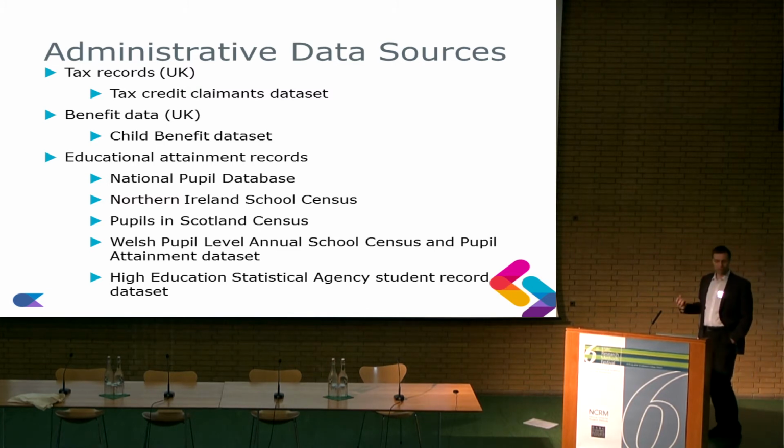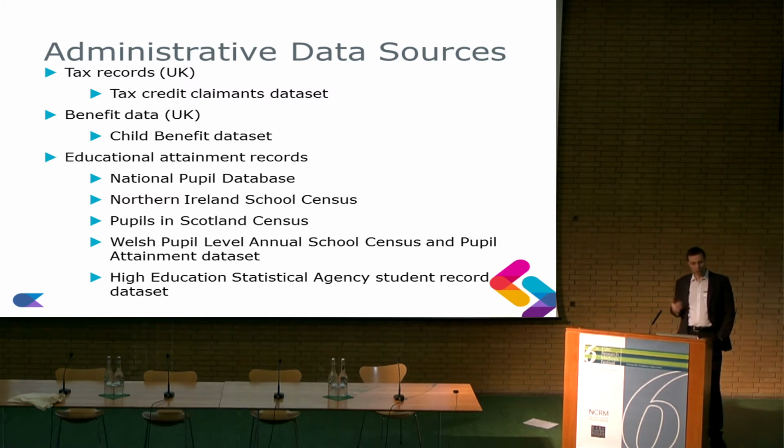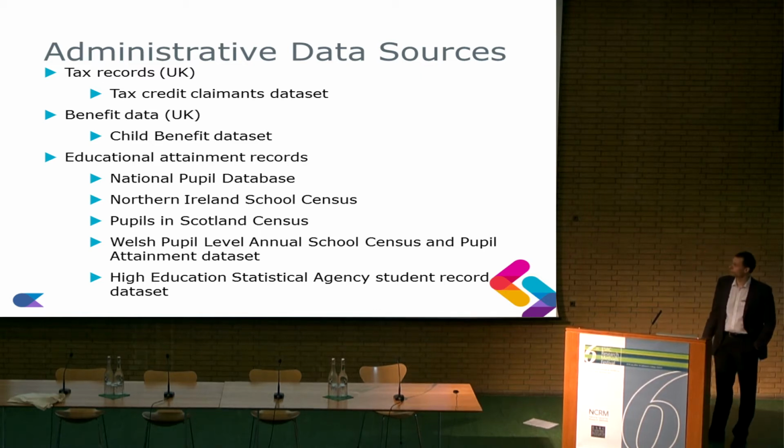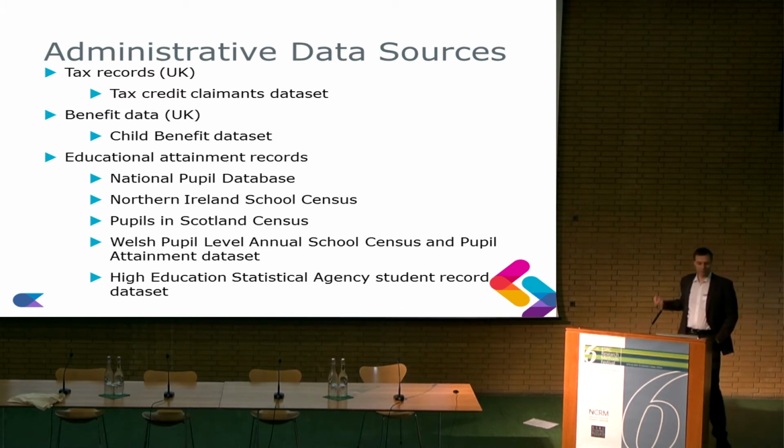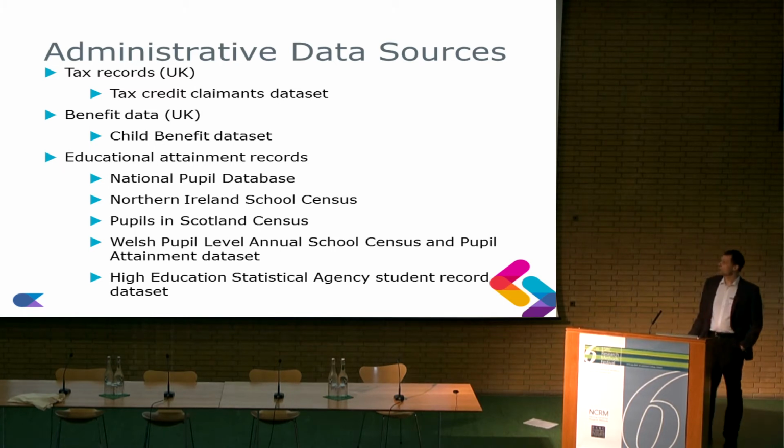Educational attainment is another area where there's a large amount of records, particularly on children in state schools, about when they enroll, their ethnicity, gender, whether they're getting free school meals, their performance. But again, these are collected in the devolved governments, but there are the National Pupil Database for England and similar school censuses in Northern Ireland, Scotland, and in Wales. And then there is information about the university sector in the Higher Education Statistics Agency student record sets.